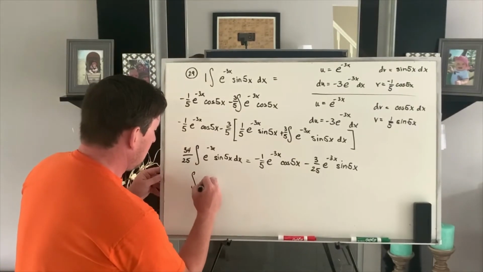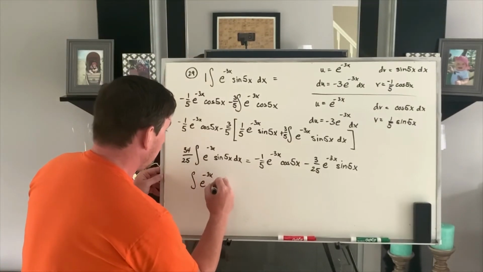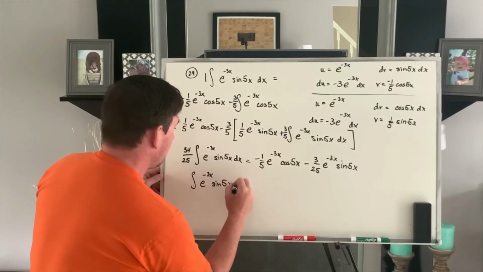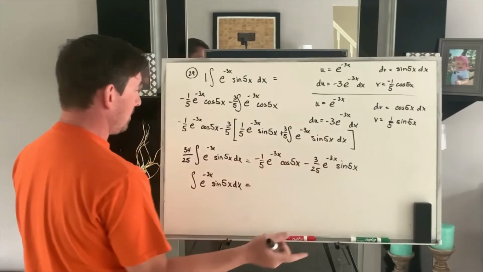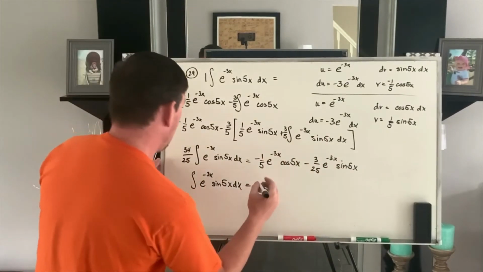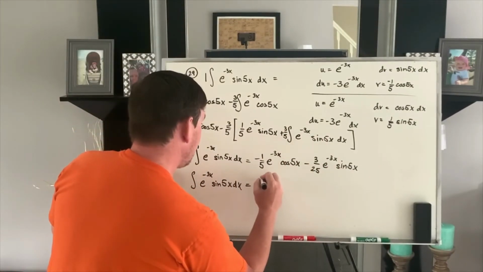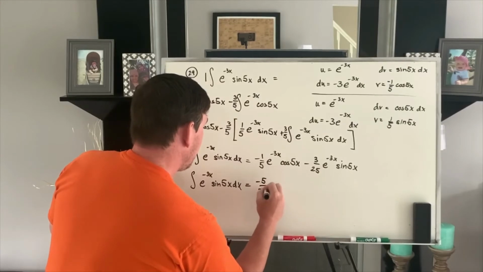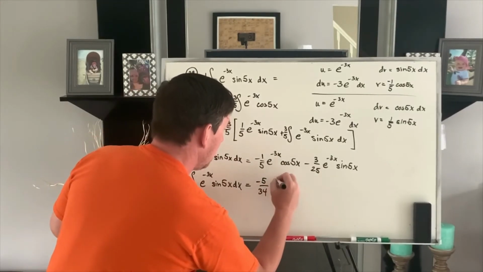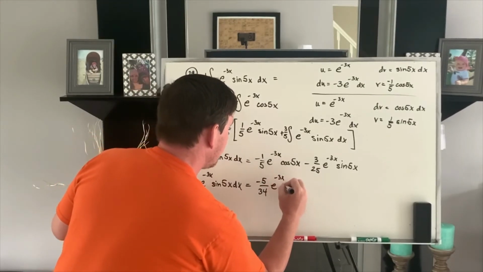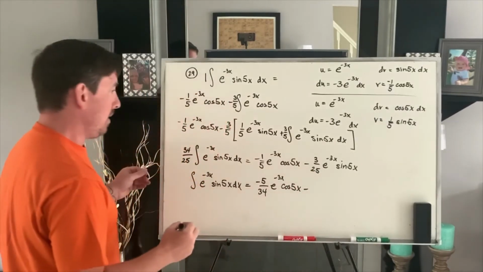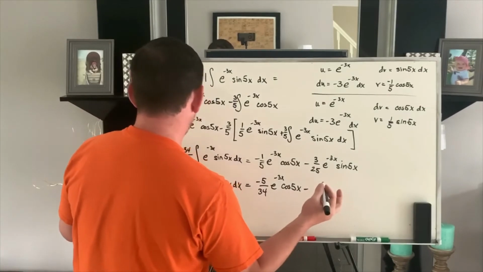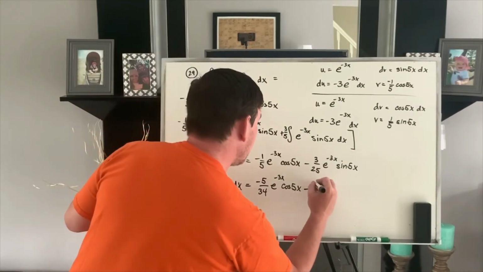The integral of e to the negative 3x sine 5x equals 25/34 times this. So we're going to have what, negative 5/34 e to the negative 3x. And then the 25's just cancel, right? What we have, 3/34.